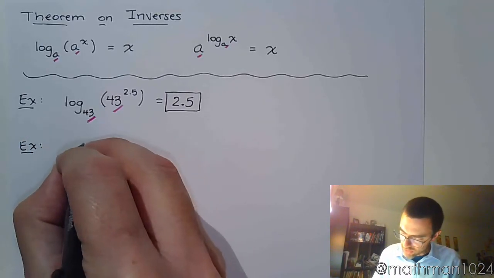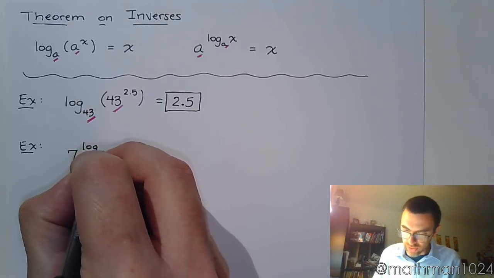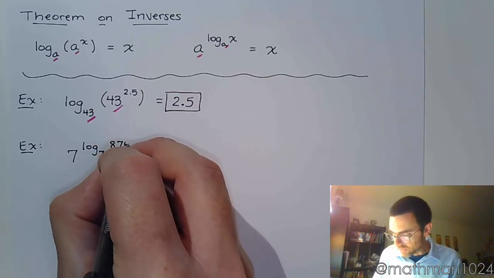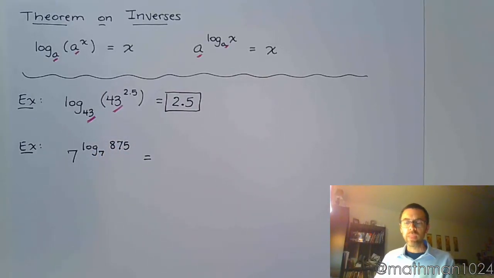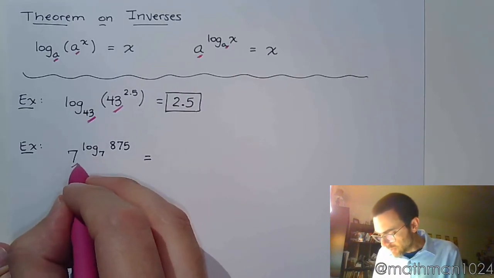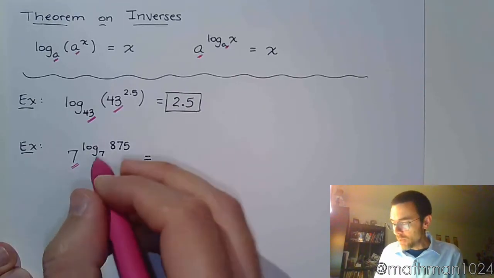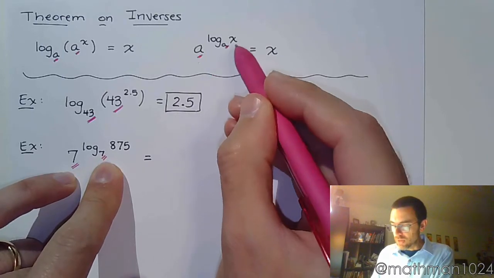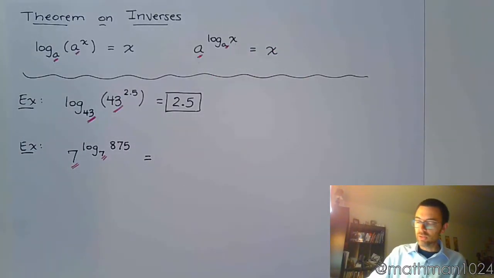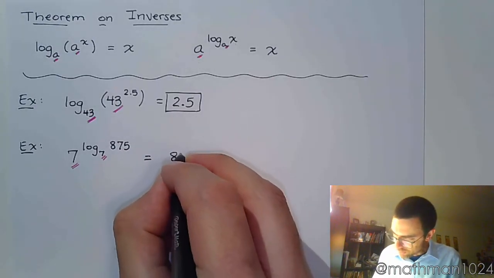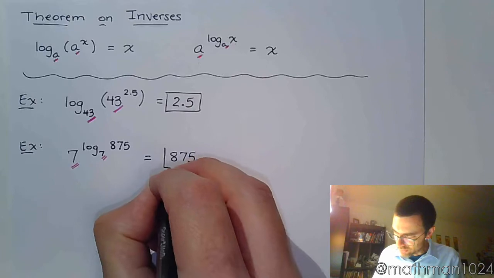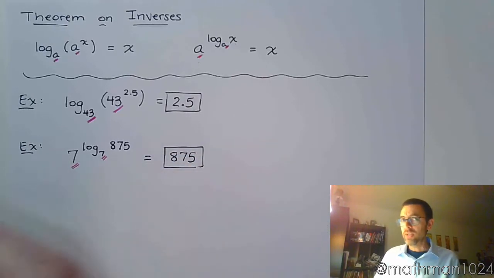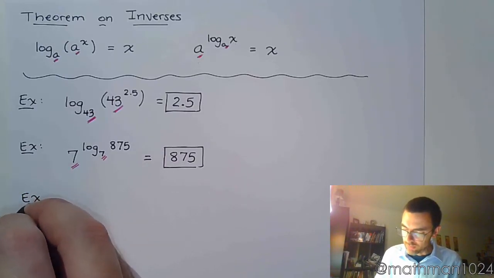If I take 7 raised to log base 7 of 875, you have a base of 7 for your exponential, and in its power it has log base 7. So that matches up with this. If the bases are the same, you're just left with the expression inside the logarithm. So here, the answer is 875. I mean, sure, you could check with your calculator, but it's going to be a lot of work just to type that expression in. Again, the theorem on inverses is super nice and super easy.